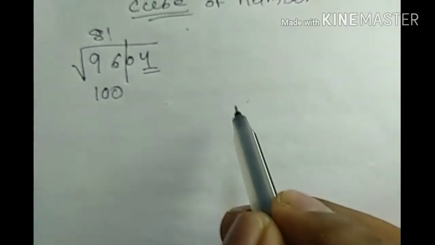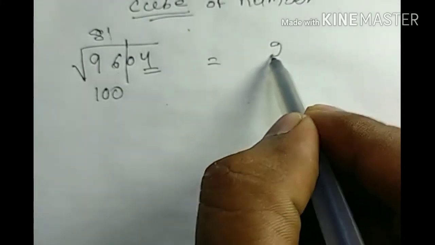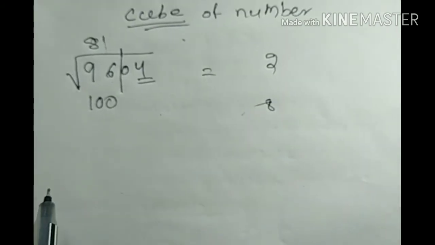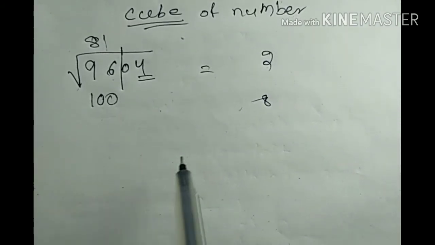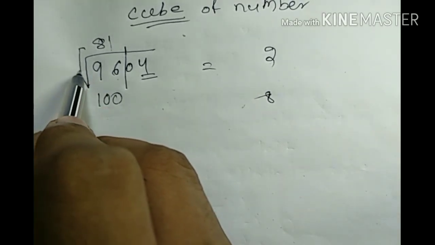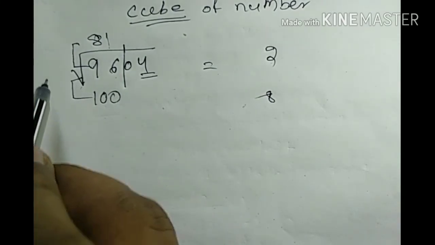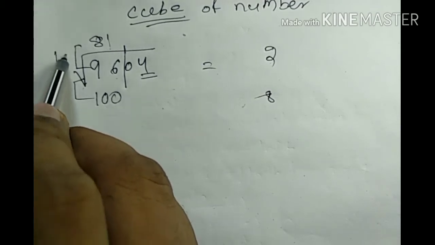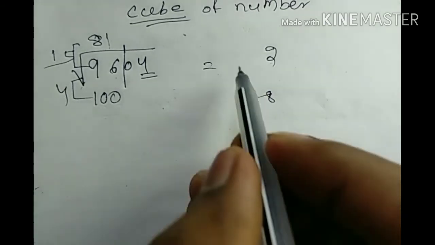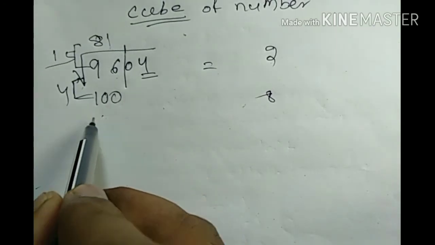So the digit at unit place is 4. We know the square of 2 gives us 4 at unit place, and also the square of 8 gives us 4 at unit place. Then we find which difference is less, either 81 to 96 or 96 to 100. 81 to 96, the difference is 15, and the difference between 96 and 100 is 4. So we see that the difference between 96 and 100 is 4.